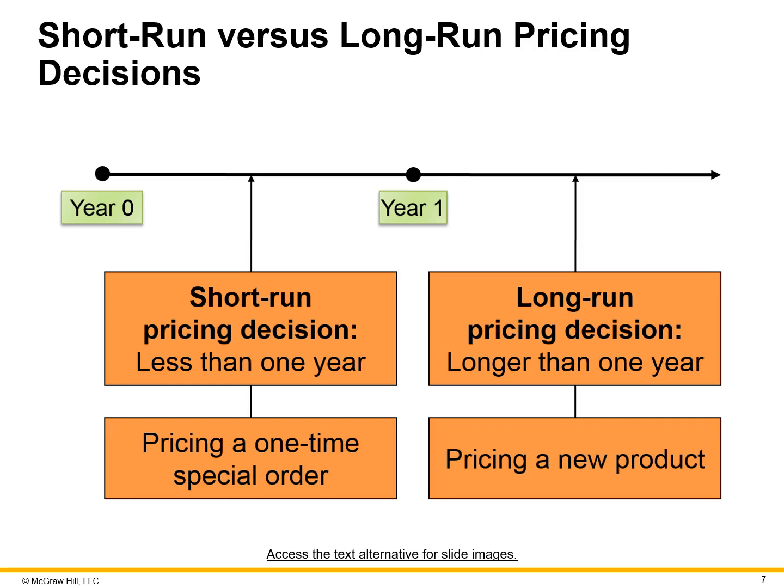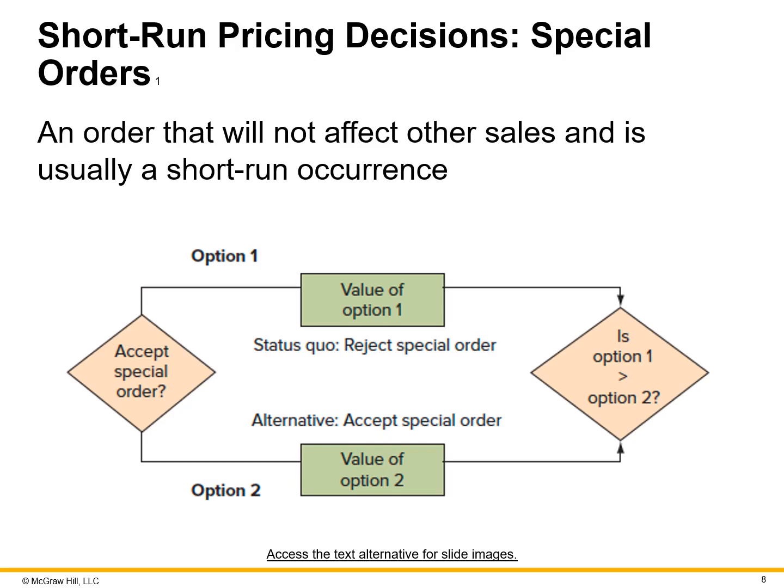For special orders, the book gives the definition of an order that will not affect other sales, and it's usually a short run occurrence. And that's generally true, but we'll see in our homework that a special order can affect other sales. And so if you're producing product A at capacity and now you get a special order for product B, you might have to cut back on the amount of units that you create of product A in order to make time for product B.